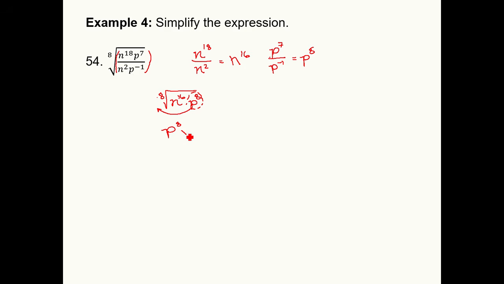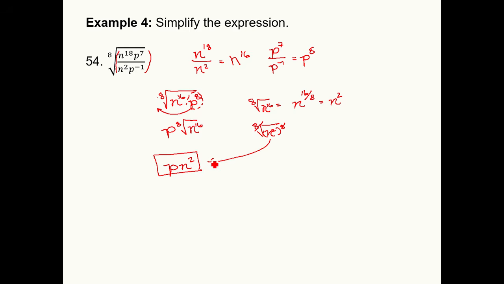And then the eighth root of n to the 16th, there are a number of different ways of thinking of that. Eighth root of n to the 16th is the same as n to the 16 over 8. That's just a regular n squared. So I should have p to the first, n to the second for a final answer. Another way to justify that is that the eighth root of n to the 16th is like the eighth root of n squared to the eighth power. So again, we have an eighth root canceling out an eighth power, a couple different ways of reaching our final answer.